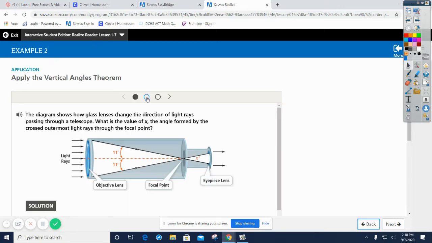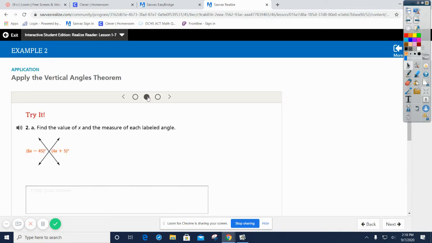Back to this page, we need to do the second circle and the third circle. Okay, again, you got two lines that cross. You got a line here. Anytime you have two lines cross, they create vertical angles. You got these two here and those two there. Now, we're only looking at what they give us here. So these are vertical of each other, so they're equal. So you set them equal. So you're going to go 6x minus 45 equals 4x plus 5. Then just use your algebra skills.